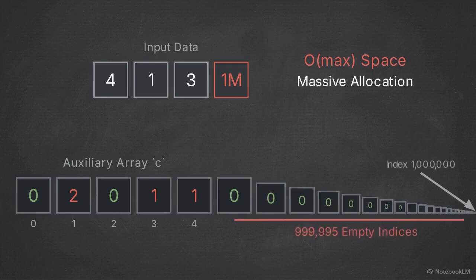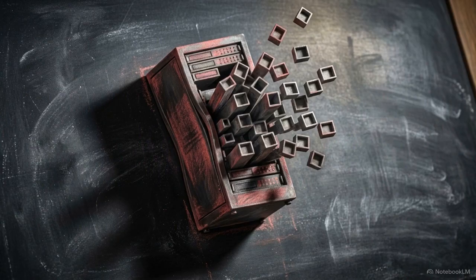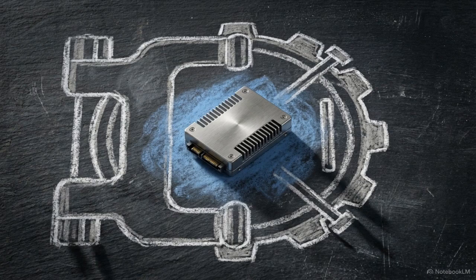If you need to sort a list containing the number 1 million, array C must generate 1 million empty indices just to hold it. If the integer range of your input data is vast, counting sort becomes unviable. The memory demands will crash the system. Radix sort is the structural mitigation designed specifically to solve counting sort's memory problem.